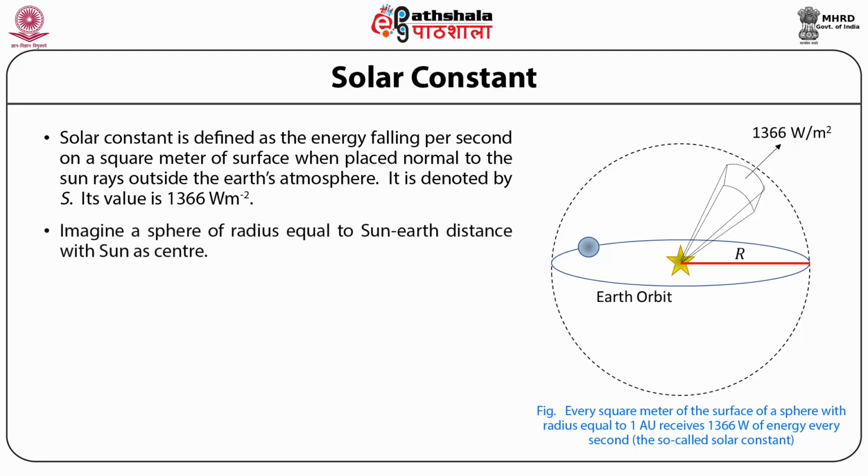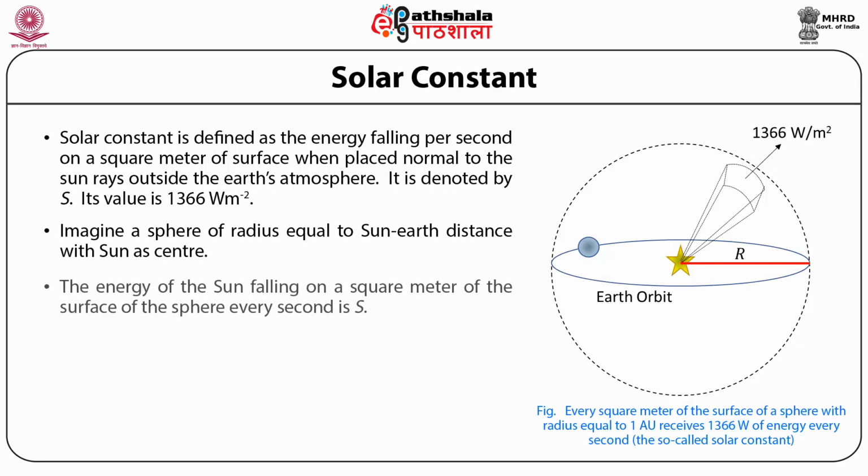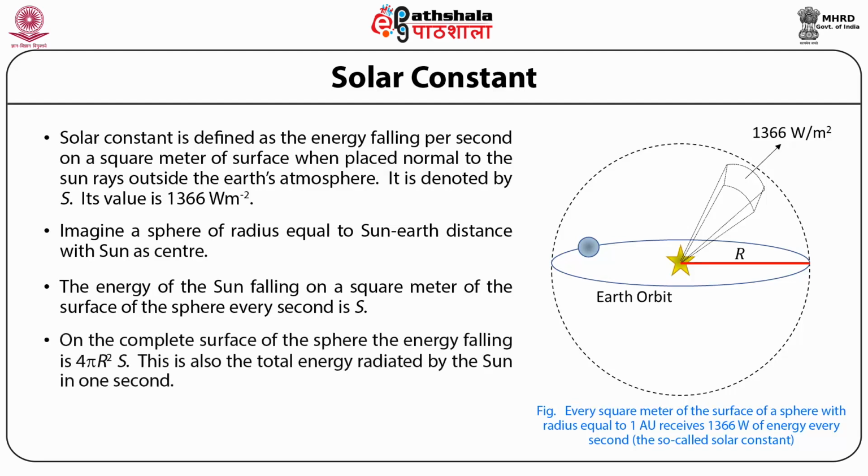Now imagine a sphere of radius equal to Sun-Earth distance with Sun as center. The energy of the Sun falling on a square meter of the surface of the sphere every second is capital S. On the complete surface of the sphere, the energy falling is 4πr² × S. This is also the total energy radiated by the Sun in 1 second.